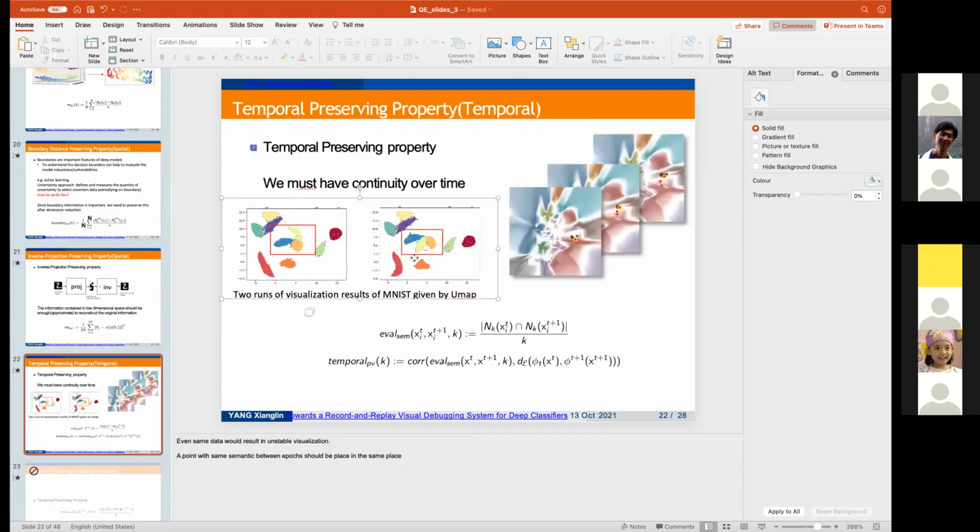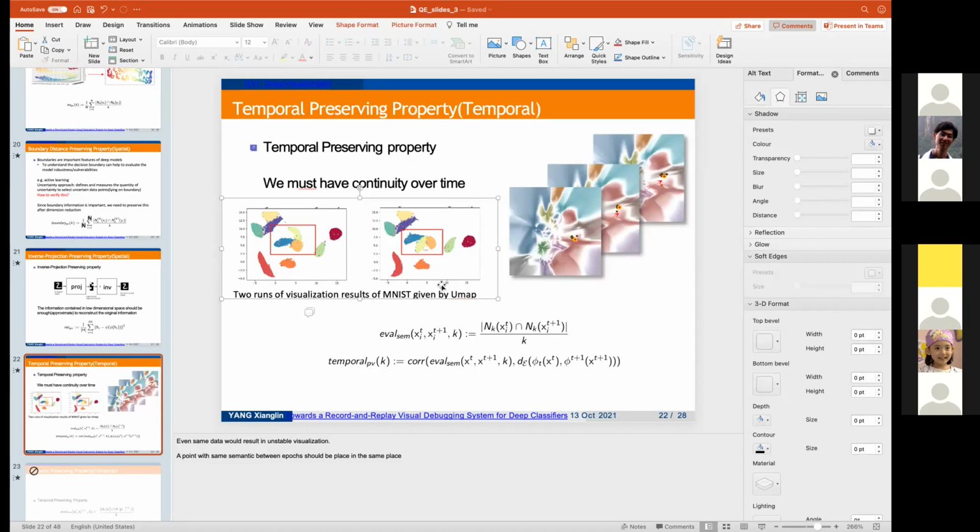Yeah, 22. Let me think about it. This is temporal preserving. Yeah, I think we discussed it before, right? So it's better to provide a DVI instead of UMAP, and also the random the better. This is still the property, right? We haven't touched the approach. This is talking about the property.